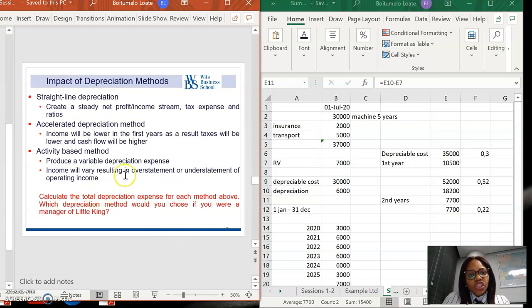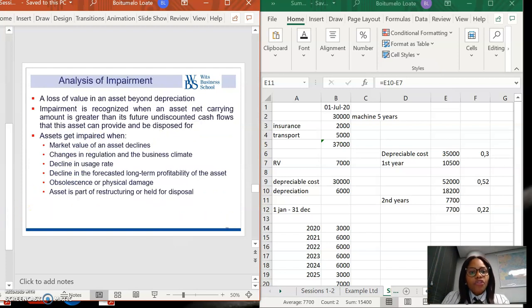Your impact of depreciation: this one will produce a steady depreciation. Your accelerated depreciation method will be going lower every single year. And your activity method will just vary based on what your actual activity has been in that period. Remember, I also spoke about impairment in the first session, in session 3, part 1.